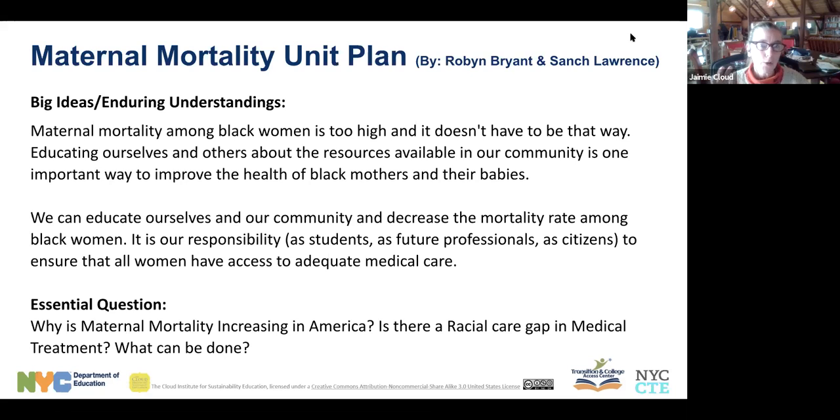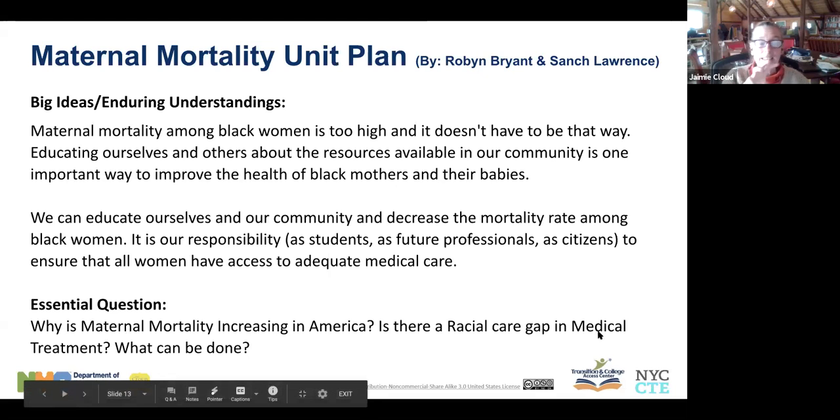And they got together because they were very interested in teaching about maternal mortality, especially among Black women. And they built an absolutely gorgeous unit of study that is actually taught in the health class and supported by the math. And Sanch then pushes in every once in a while to support the math component, but it's baked into the actual unit of study.